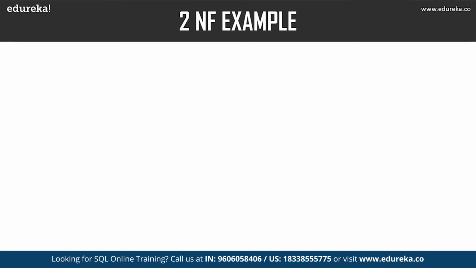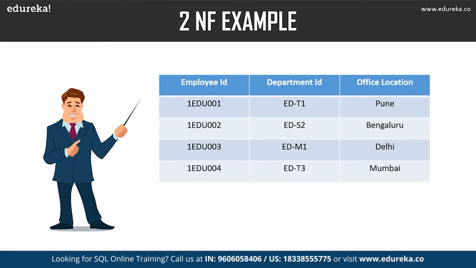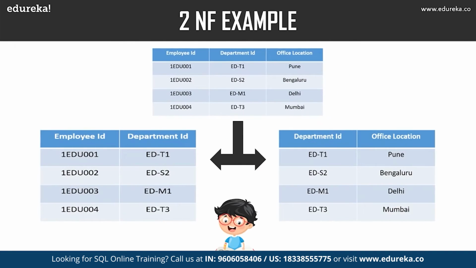To understand second normal form, let's consider this table. This table has a composite primary key. That is, employee ID and department ID make the primary key. The non-key attribute is office location. In this case, office location only depends on department ID, which is only part of the primary key. Therefore, this table does not satisfy the second normal form. So what to do in such a scenario? The answer is simple. Split the table accordingly.